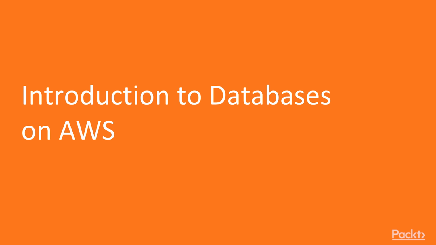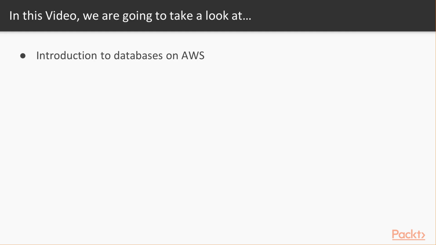Next, we have Amazon DynamoDB, which is Amazon's NoSQL database solution on the AWS platform. We'll then follow that up with Amazon Redshift, which is our data warehousing solution on AWS. And finally, we'll end by taking a look at the Amazon ElastiCache service, which is our in-memory caching engine on AWS. So in this particular video, we'll give you a quick introduction to databases on AWS, and we'll get started.